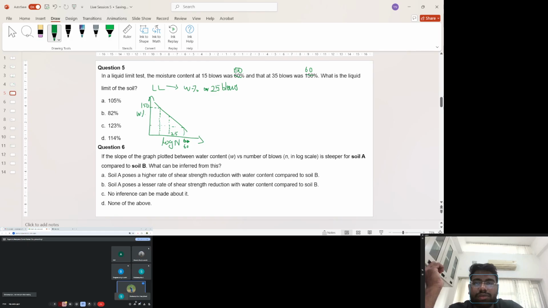And this is, so this will be, sorry. So water content is 150. For 15 blows it is 150. For 35 blows it is 60%. You need this for 25 blows. For 25 blows, what is the water content?